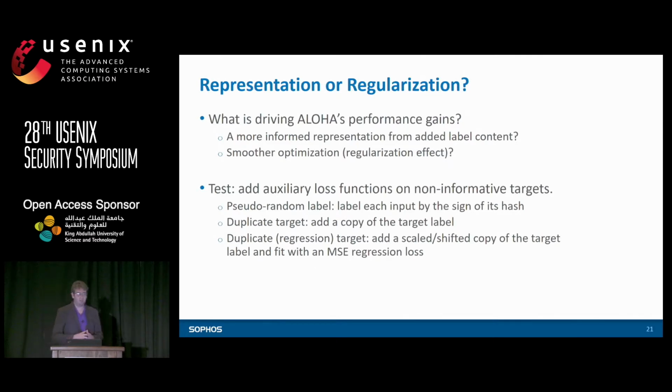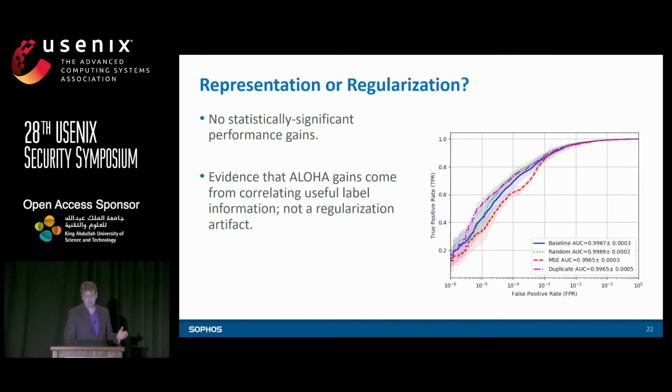So okay, we see that there are some improvements, but what's really driving these? Is it some strange regularization effect, or is it due to the network's ability to correlate information from all of these labels? Well, to test this, we added some auxiliary loss functions on non-informative targets, that is, targets that don't carry any additional information from the labels that we already have. And what we found is there was no bump whatsoever. So this provides us some evidence that the ALOHA gains come from actual correlations that the network itself is learning between these heterogeneous labeling sources and heterogeneous labels.